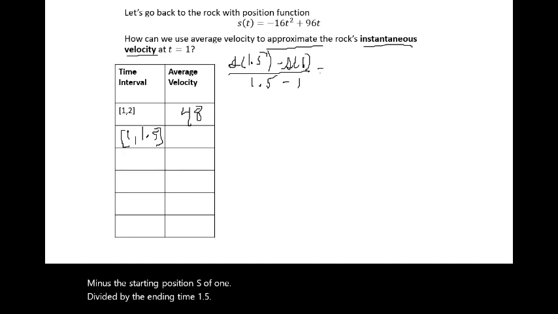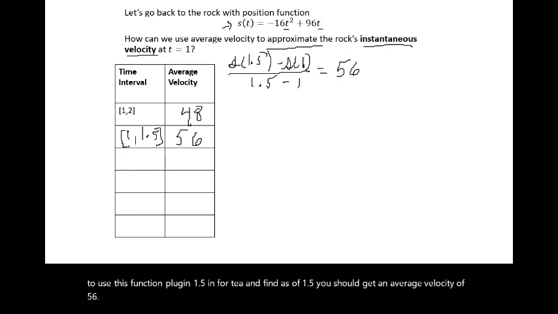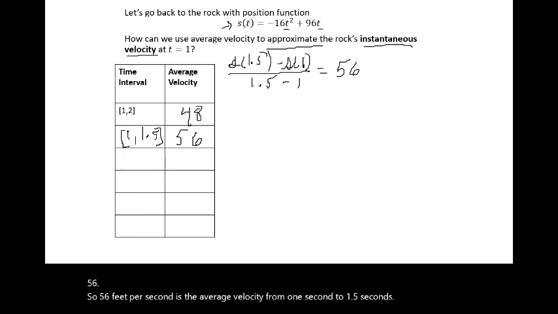Now, unfortunately, I didn't give you s of 1.5, so you're going to have to use this function, plug in 1.5 in for t, and find s of 1.5. You should get an average velocity of 56. So 56 feet per second is the average velocity from 1 second to 1.5 seconds. So just taking off that half second changed the average velocity from 48 feet per second to 56 feet per second. So that's a huge difference.